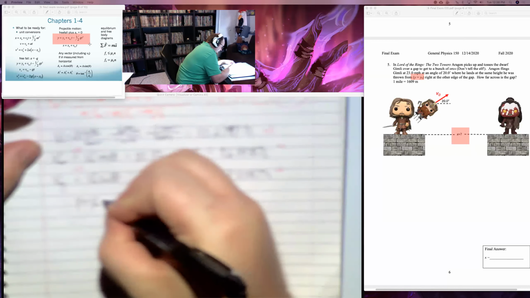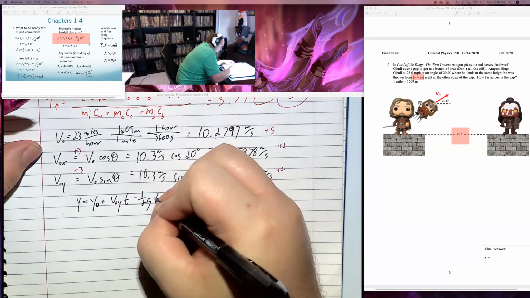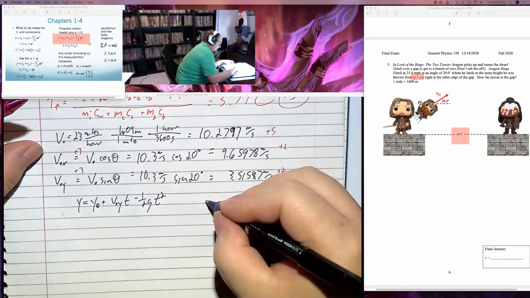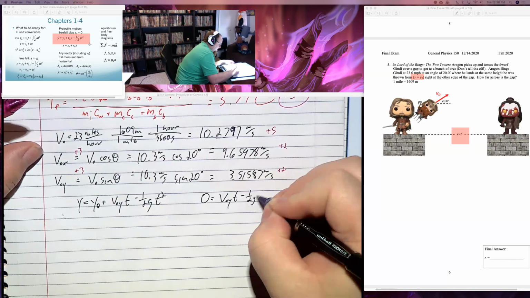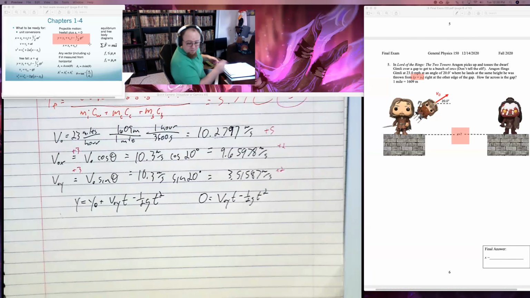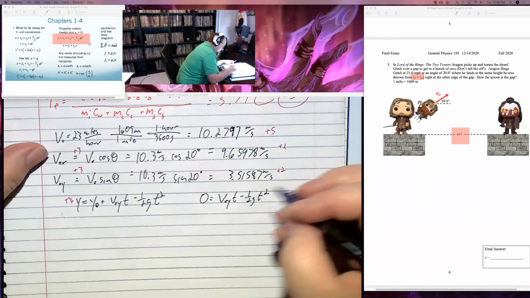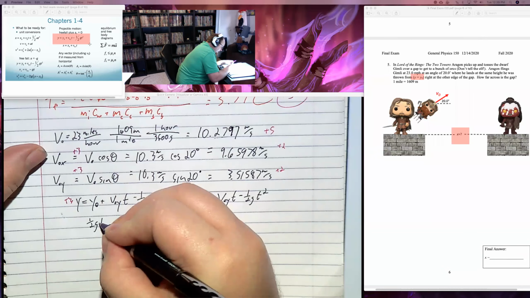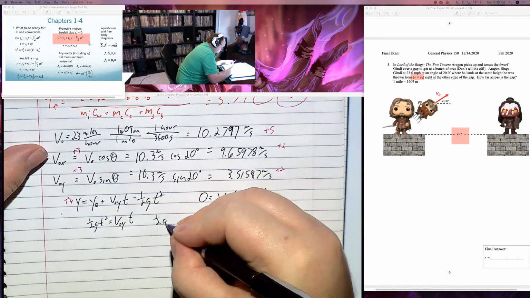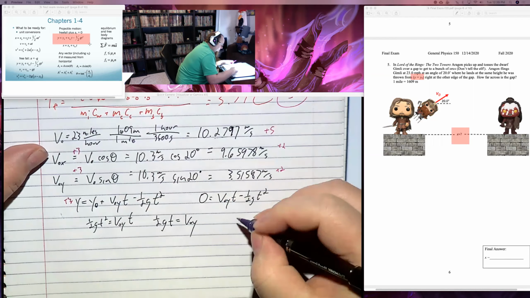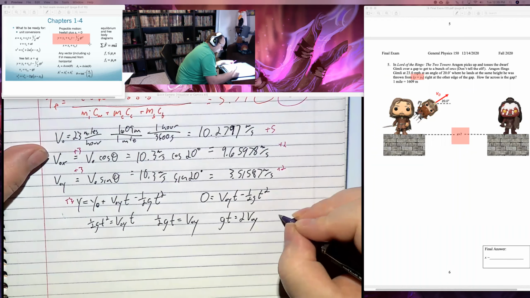y equals y naught plus v naught y t minus 1/2 g t squared. y equals y naught, so it can be simplified to 0 equals v naught y t minus 1/2 g t squared. Which means 1/2 g t squared equals v naught y t. Divide both sides by t. 1/2 g t equals v naught y. Multiply both sides by 2. Divide both sides by g.